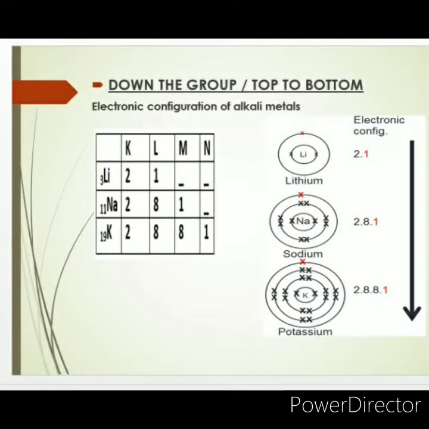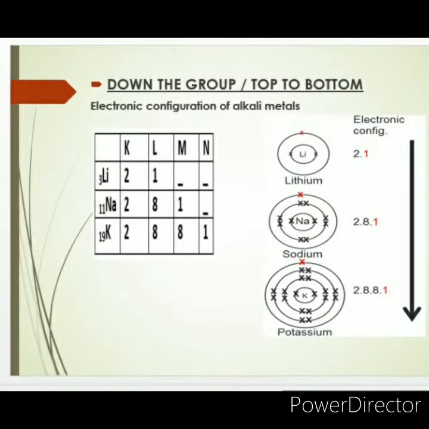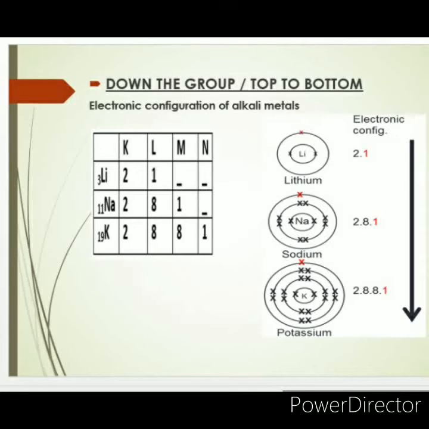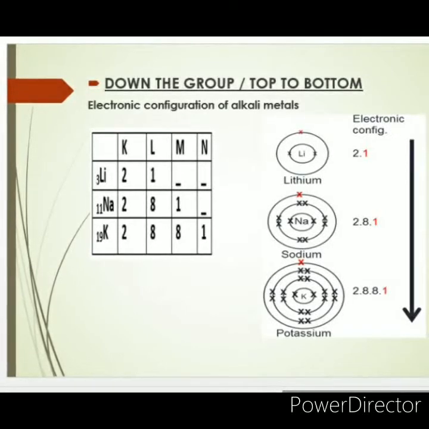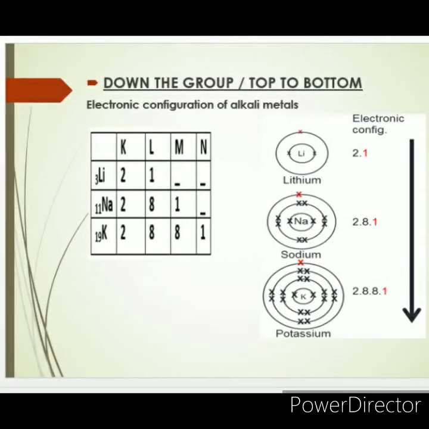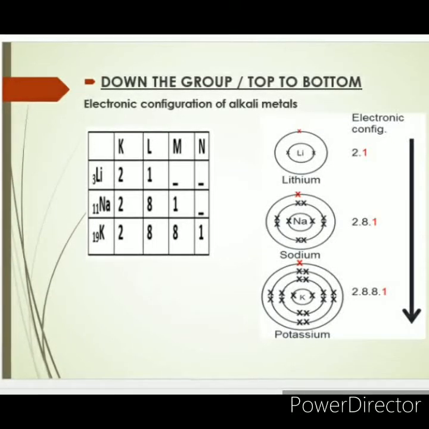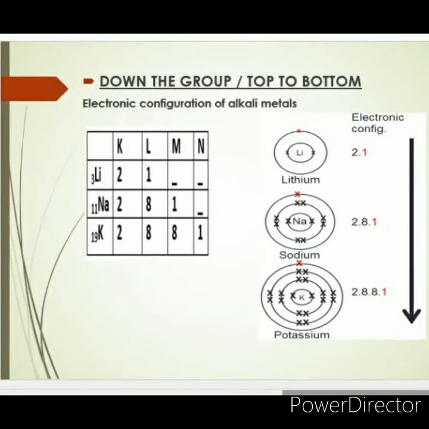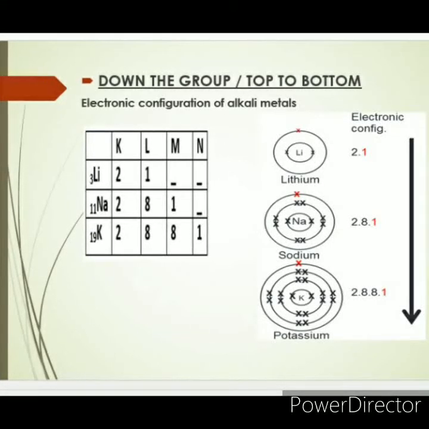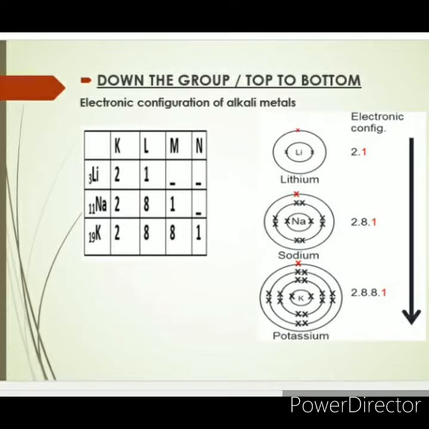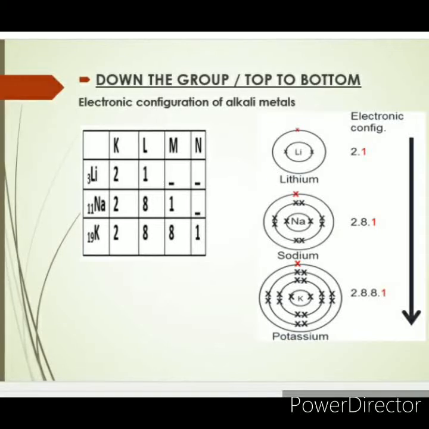In order to understand that trend, let me give you the electronic configuration of alkali metals. So what was alkali metal? Can you remember what is alkali metal? Alkali metal is the name of first group elements. Which are the first group elements? Lithium, sodium, potassium, rubidium, cesium, and francium. I hope you remember all those things.